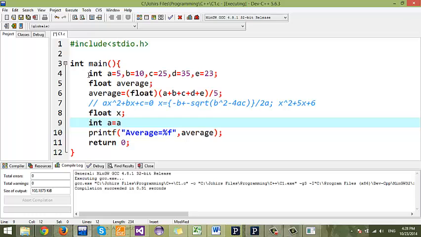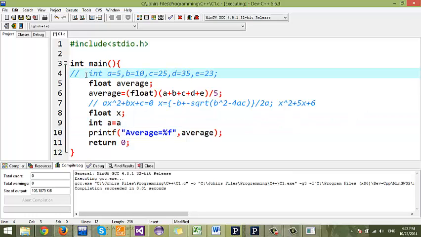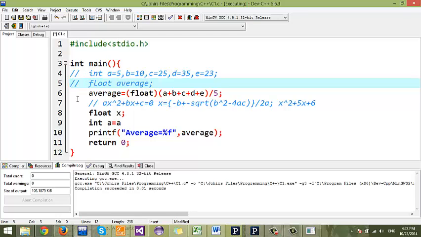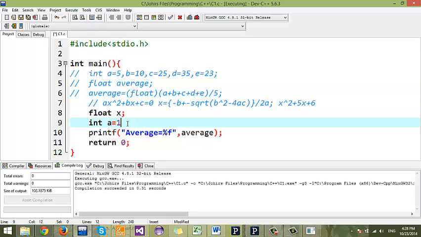Oh. Let's comment out these lines. Otherwise, we will get an error as we are rewriting the variables. Okay. We are commenting out the error lines. Integer a equal to 1, b equal to 5, and c equal to 6.